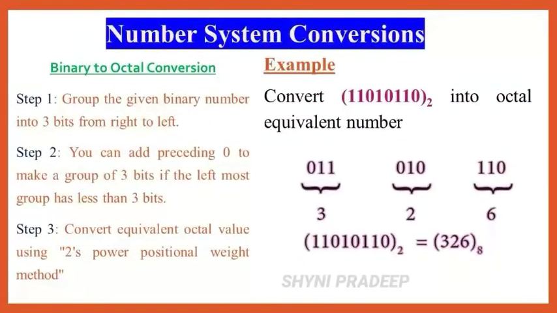Next, let us see binary to octal conversion. Here one binary number will be given. You have to group that given binary number into 3 bits from right to left. See this example.